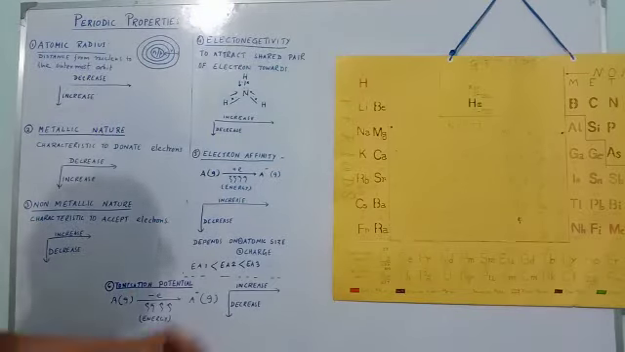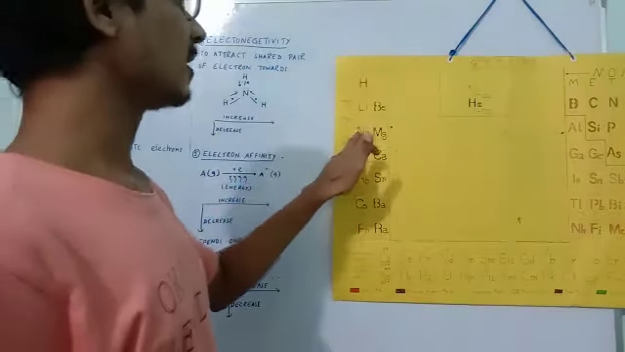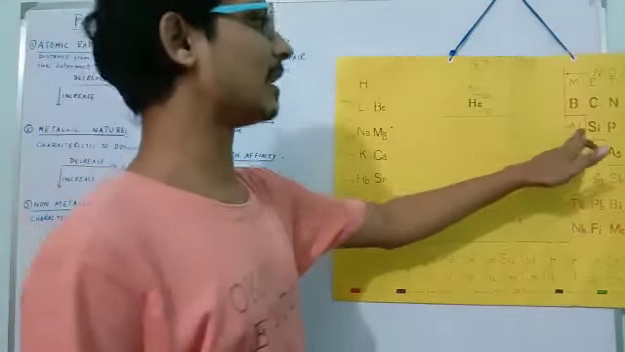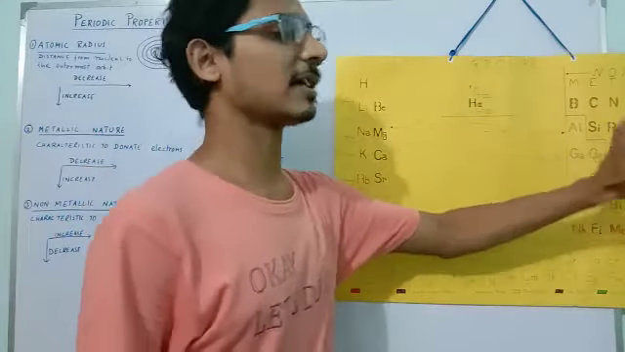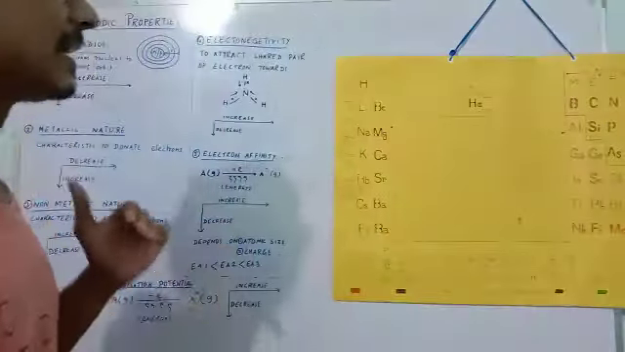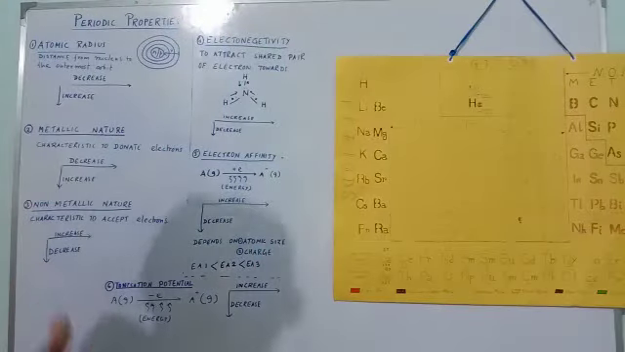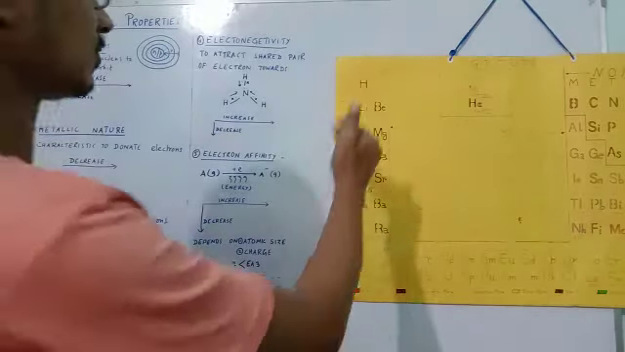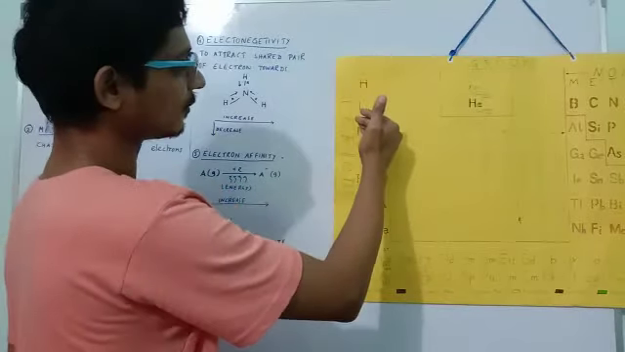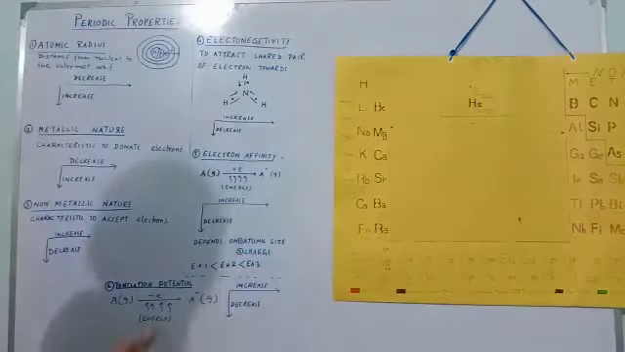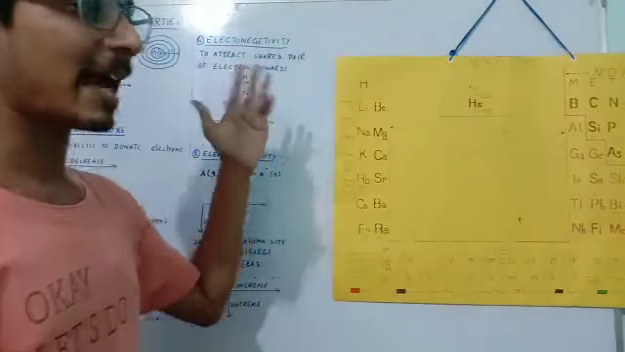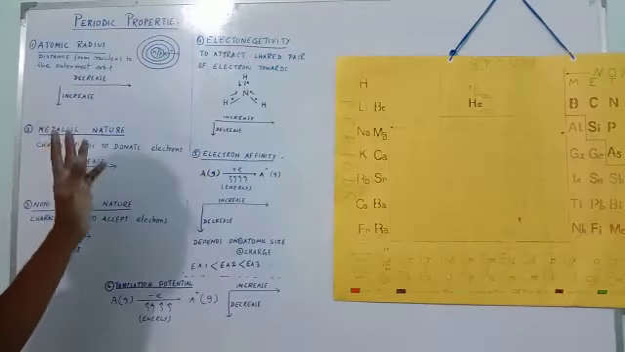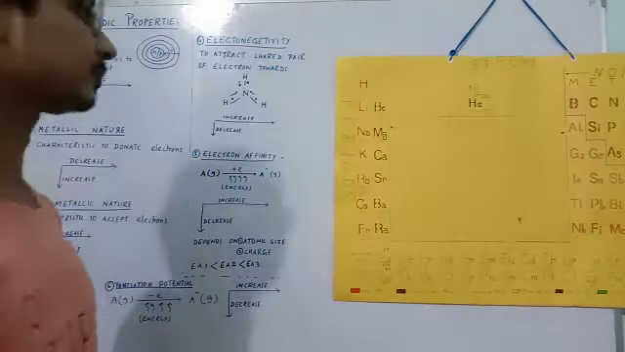That is, if we move along the third period, sodium, magnesium, aluminium, silicon, phosphorus, sulfur, chlorine, metallic character decreases. That means chlorine is the least metallic in nature. Whereas if we move down a group, hydrogen, lithium, sodium, potassium, then potassium has the maximum metallic character.